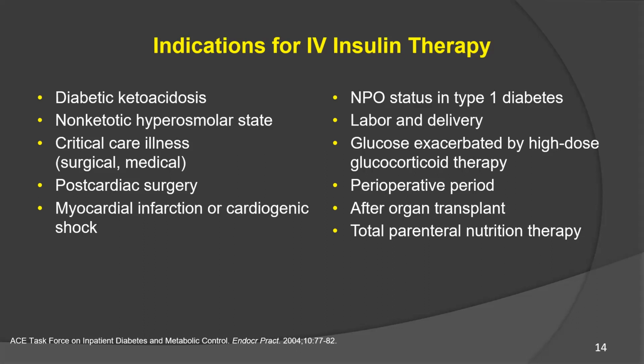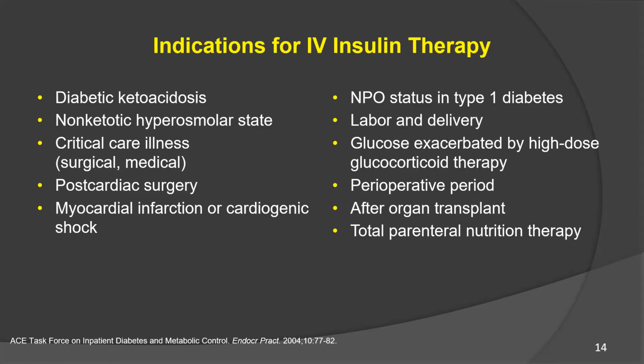Post-cardiac surgery, as I've already explained in the previous slides, myocardial infarction or cardiogenic shock. A patient who is type 1 diabetic and is in NPO status for any reason, a pregnant lady who is in labor and has to undergo delivery, glucose exacerbated by high dose glucocorticoid therapy. In the perioperative phase, again, when the patient is supposed to be kept NPO for a certain time, which can be variable as planned.